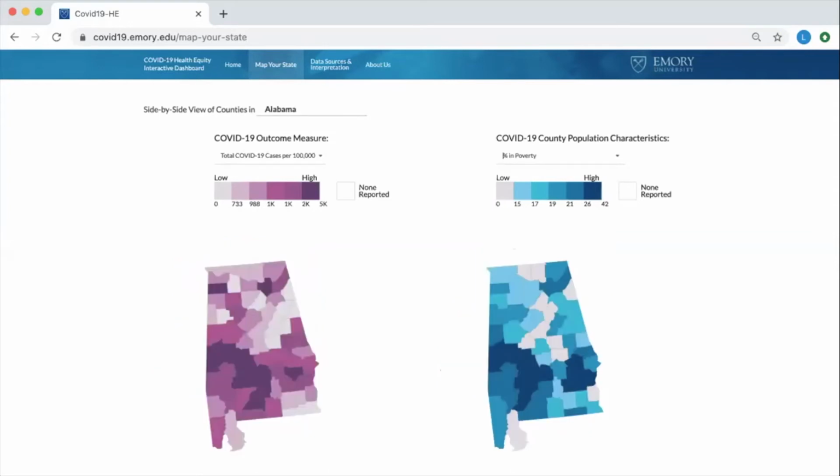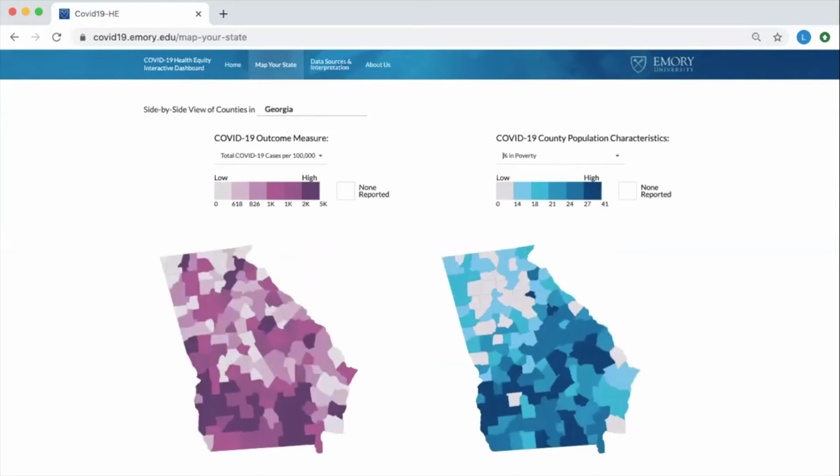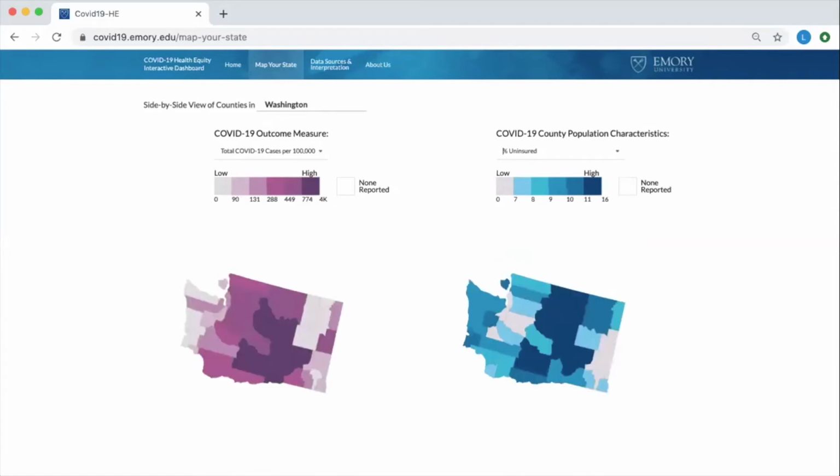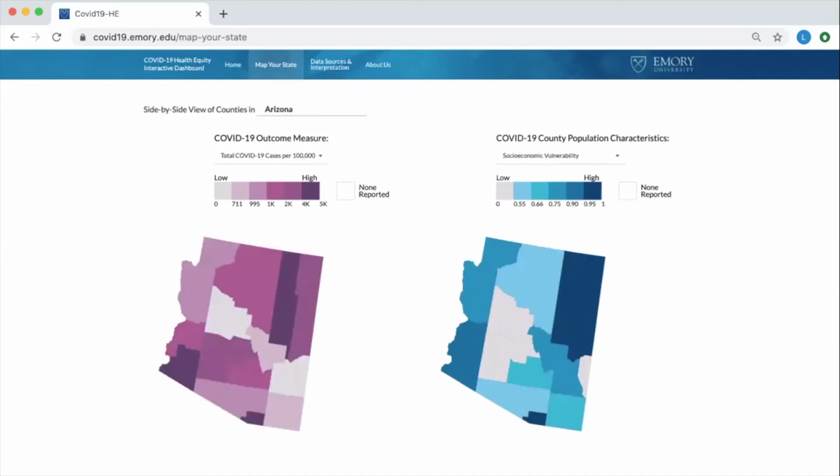We also see this in Alabama and Georgia. In Connecticut, the case rate tracks with the percent of uninsured residents. We also see this relationship in Washington and Delaware.